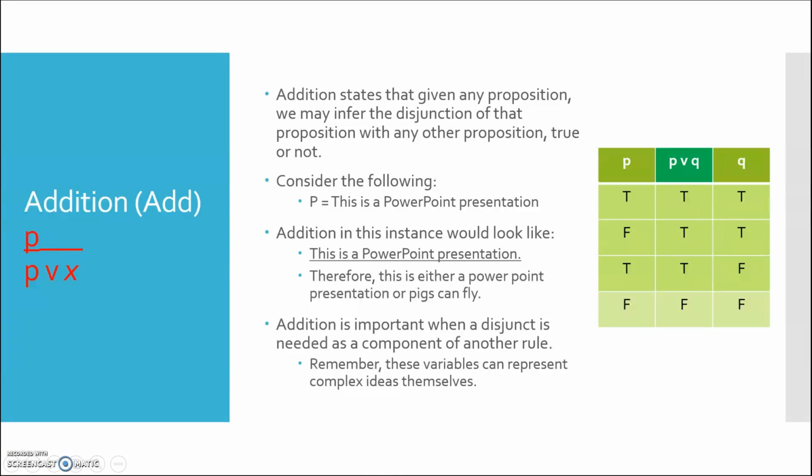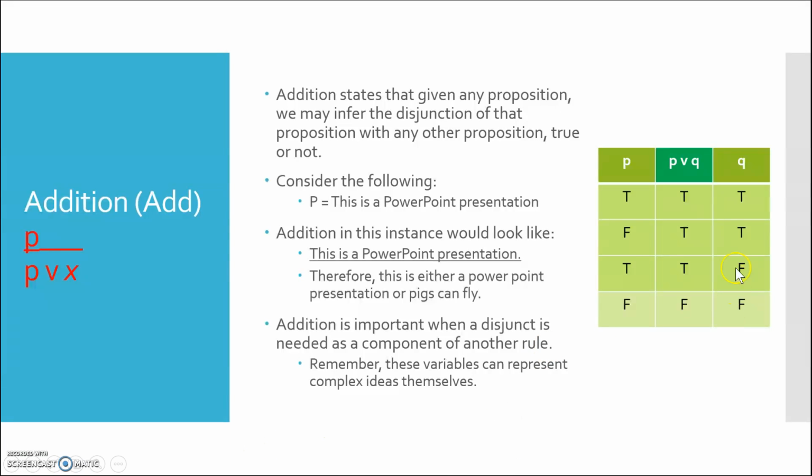Addition is the next rule. In addition, you have a proposition that's assumed as true, and when that happens, we can essentially disjoin that with anything, and the resulting disjunction will also be true.